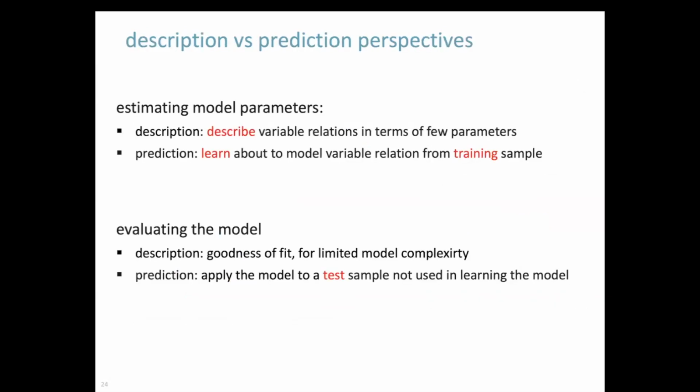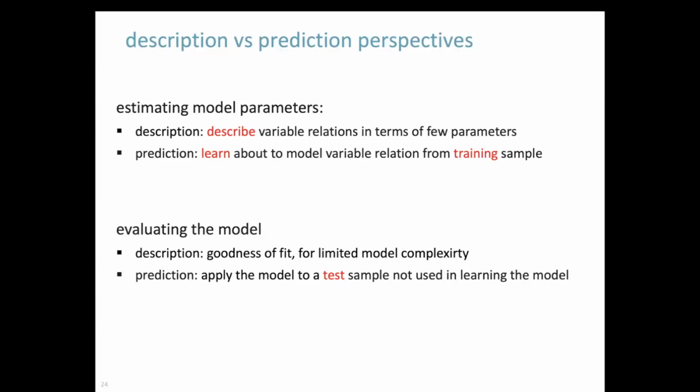So to deliver this point, you can be doing the same thing for two completely different reasons. You can be estimating model parameters so you can learn how to describe the messiness of the data. Or you could be doing it because you want to do prediction, a different question. And you are just learning to model how the variables relate, so you can deploy it on a new sample. And when you're evaluating, you can also do it for two different reasons.